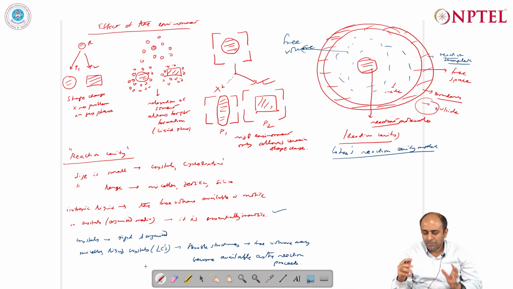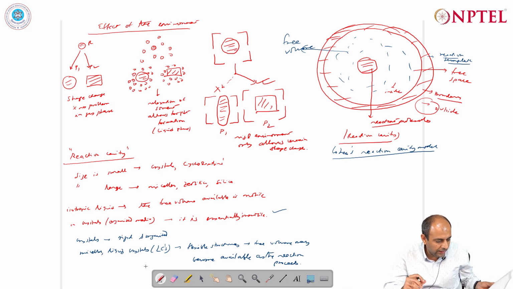So it is to be kept in mind that this free volume also has to be optimized. If you have a lot of free volume and lot of free space, like you have in case of gaseous reactions or in case of liquid solution phases, then you might not get the desired selectivity. At the same time, if the void space or free volume is very small, confinement will not happen, and the reaction will not take place because there is no free volume available.